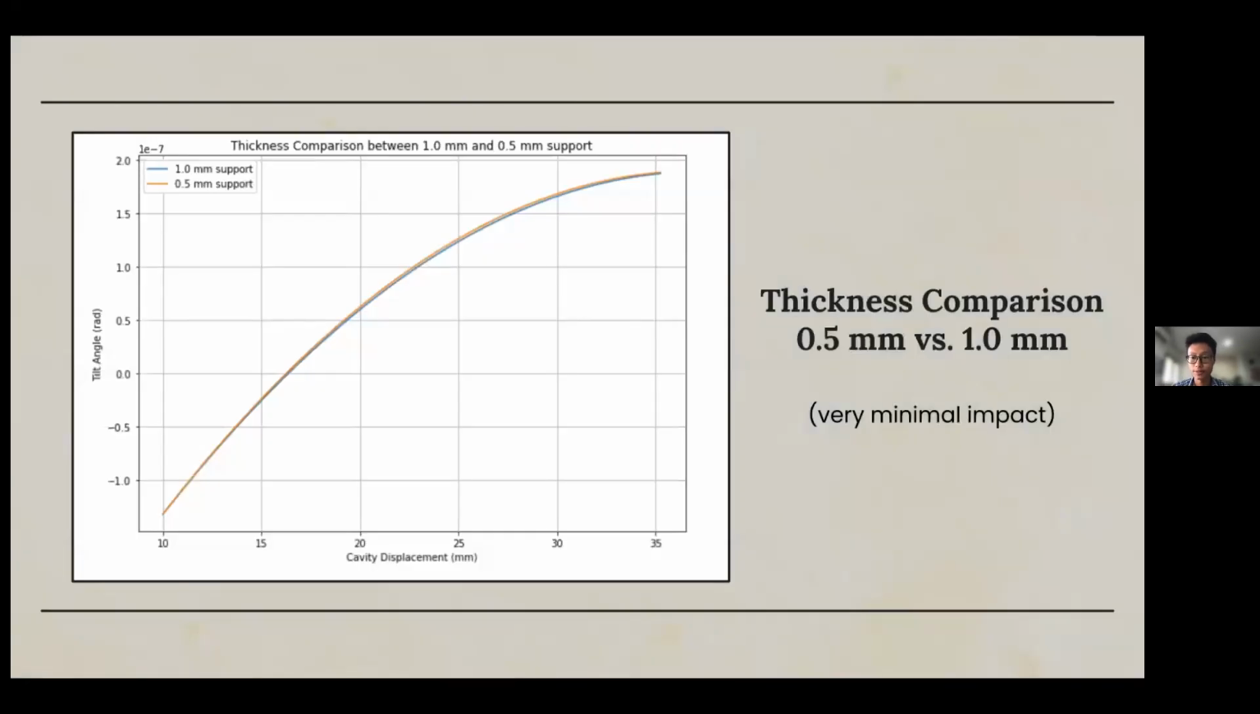Now, the thickness of the support was also adjusted to be 1.0 millimeters, and the tilt angle was plotted for comparison. The support angle that was used for this study was the 45-degree support, but regardless, the difference between a 0.5 millimeter thick support and a 1.0 millimeter thick support is very minimal.